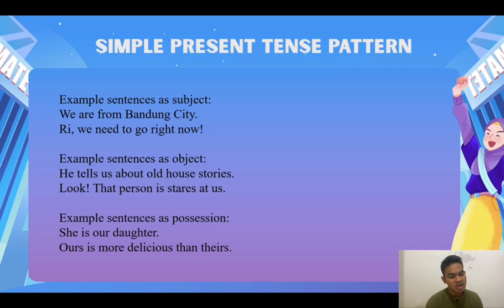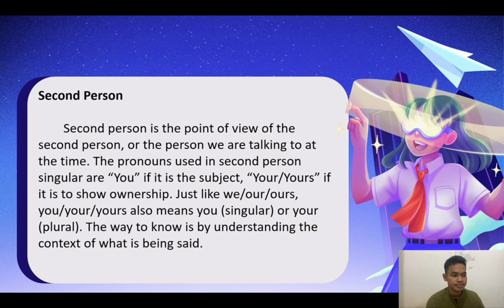Example sentence as object. He tells us about all his stories. Look, that person stares at us. Example sentence as possessions. Is she our daughter? Ours is more delicious than theirs.